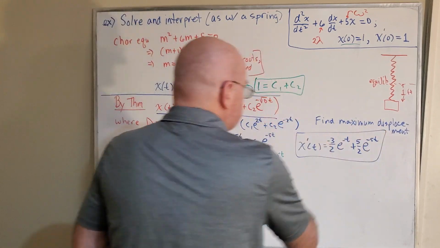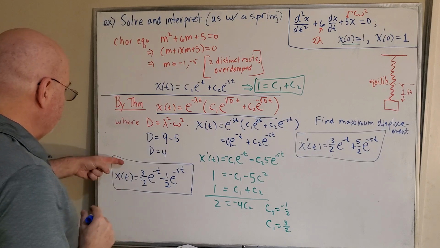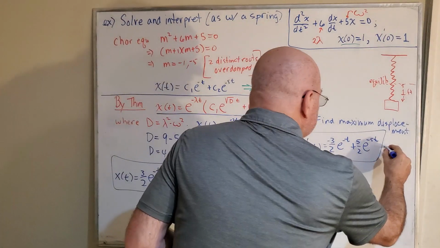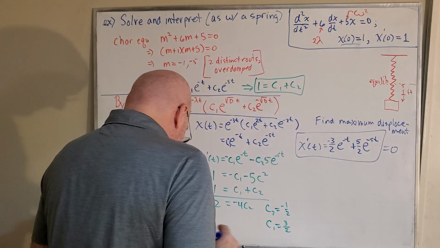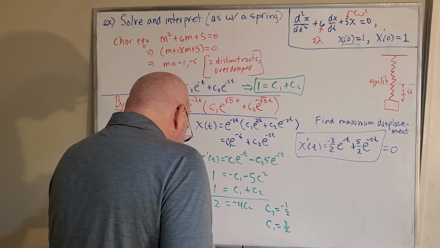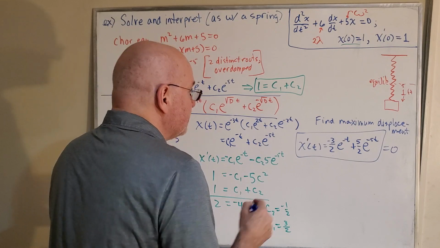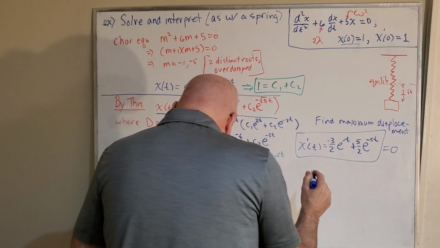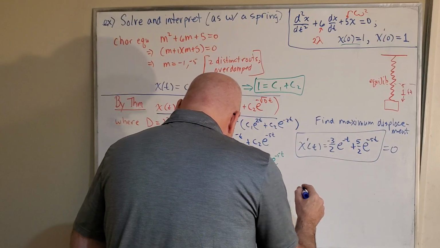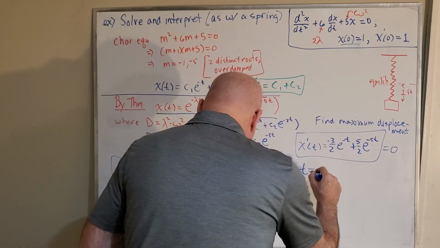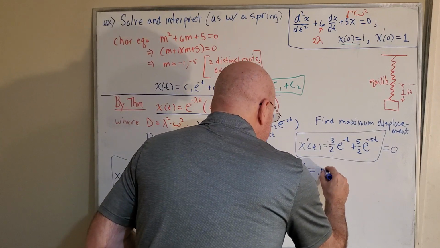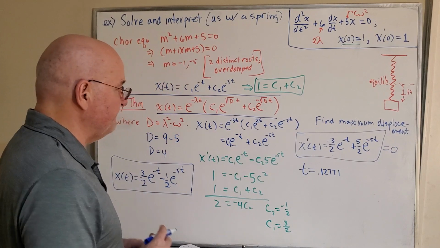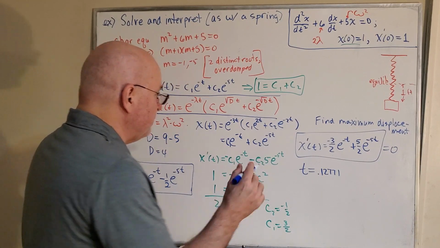So here's x of t, and that's x prime of t. If we set this equal to 0, I don't have a lot of room, so I'm just going to show you what happens if you set this equal to 0. You end up getting t equals 0.12771. I truncated after 5 digits.